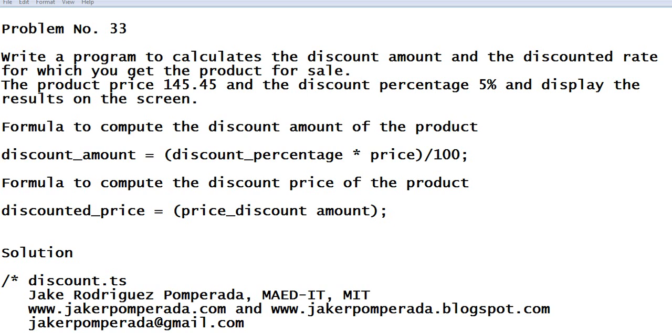Okay, we have here: write a program to calculate the discount amount and the discounted rate for which you can get the product for sale. The product price is 145.45 and the discount percentage is 5%, and display the result on the screen. Formula to compute the discount amount of product: discount_amount equals discount_percentage multiplied by price over 100. Formula to compute the discount price of the product: discounted_price equals price minus discount_amount.